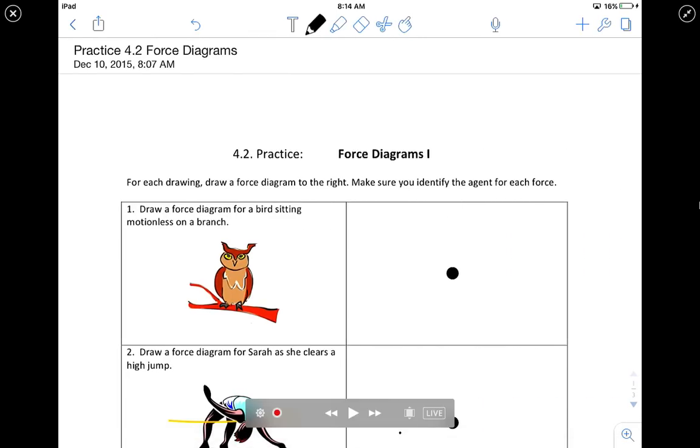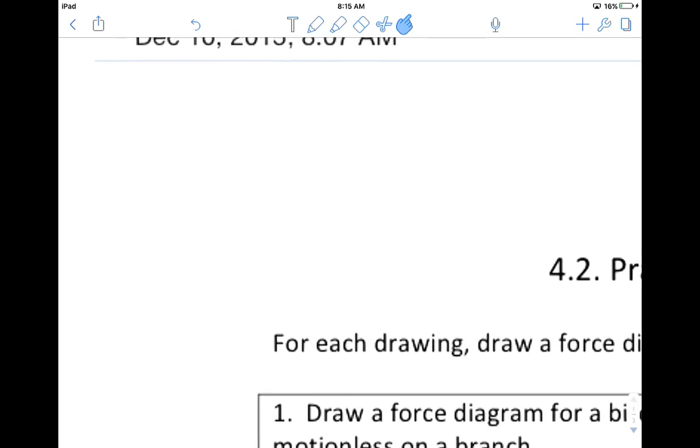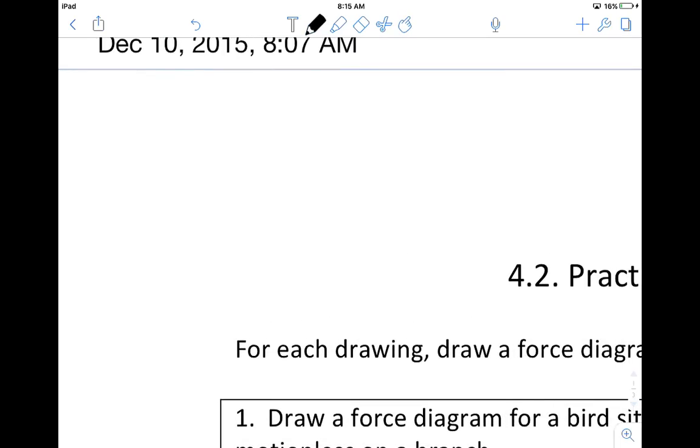All right, hey guys, I'm going to do a quick video to explain number one on this worksheet so that you guys have a good idea. And I'm going to do a set of steps for how to make a force diagram. So I'm going to go up here in the corner, and I'm going to just write out a quick set of steps. So number one, we always start out by identifying.